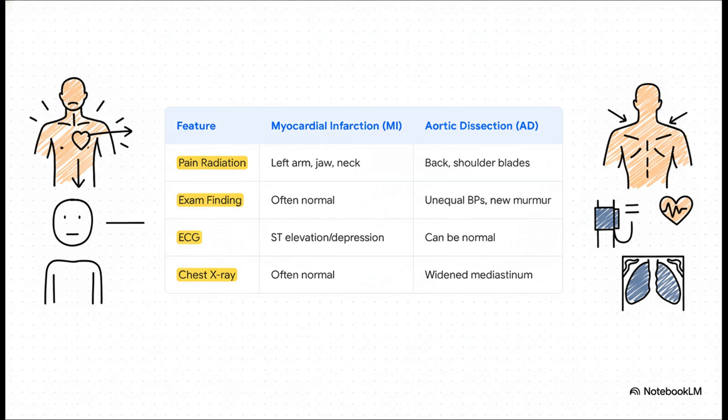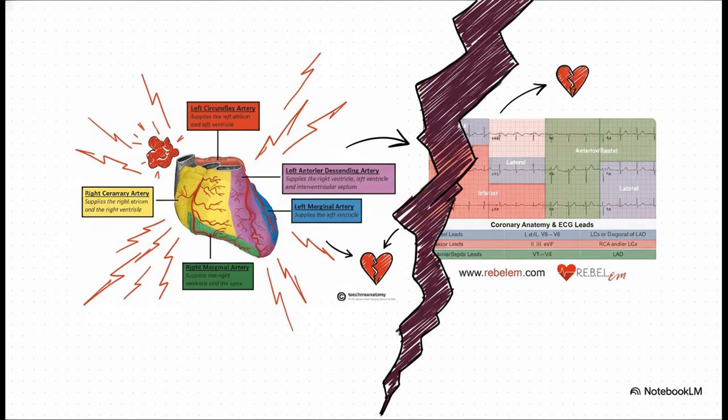And while the chest x-ray is usually normal in an MI, in a dissection, you might see that classic widened mediastinum. If you look at what's actually happening, it makes sense. A heart attack is like a blockage in a tiny little pipe on the surface of the heart. But an aortic dissection, that's a catastrophic tear in the main waterline leaving the heart. Totally different plumbing problems, so they cause totally different signs.